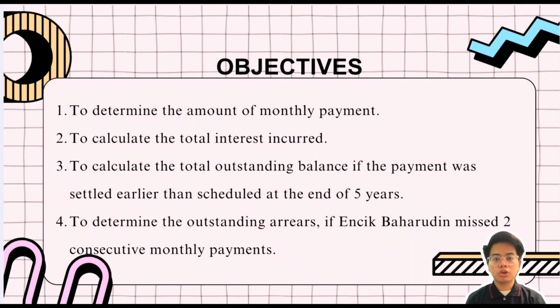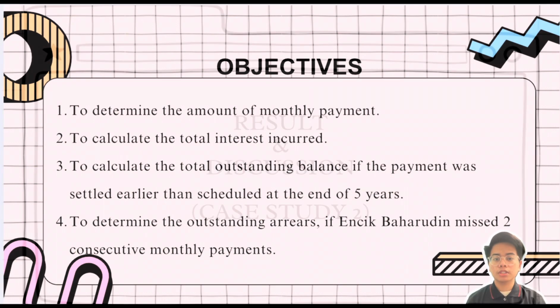Now, moving to the objectives. Objective 1 is to determine the amount of monthly payment. Objective number 2, to calculate the total interest incurred. Objective number 3, to calculate the total outstanding balance if the payment was settled earlier than scheduled at the end of 5 years. Objective number 4, to determine the outstanding arrears if Encik Baharudin missed 2 consecutive monthly payments.